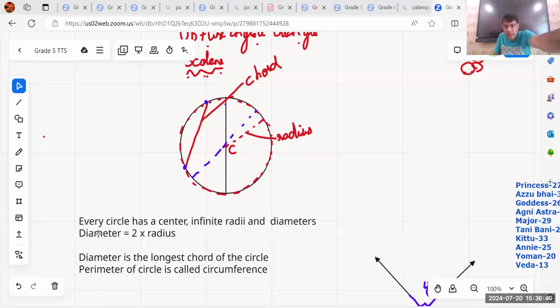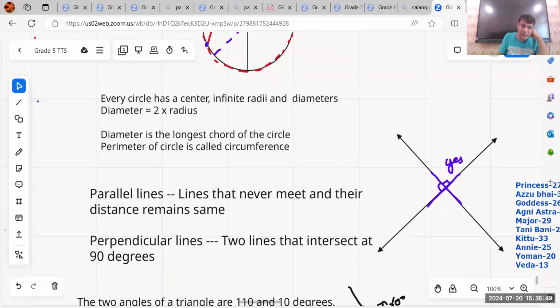So next is parallel lines, lines that never meet and their distance remains the same. Next is perpendicular lines. Two lines that intersect at 90 degrees are perpendicular lines. So are these two lines perpendicular? Send your answers in the chat quickly. Are these two lines perpendicular? Yes or no?